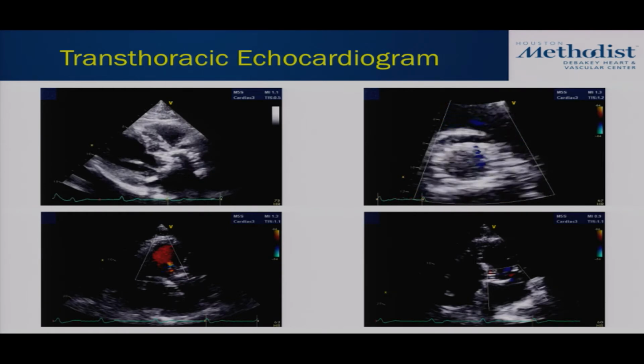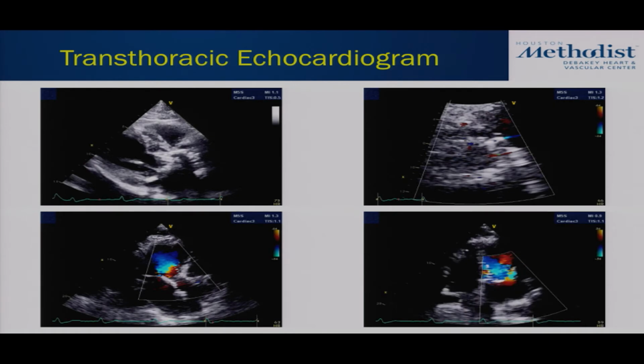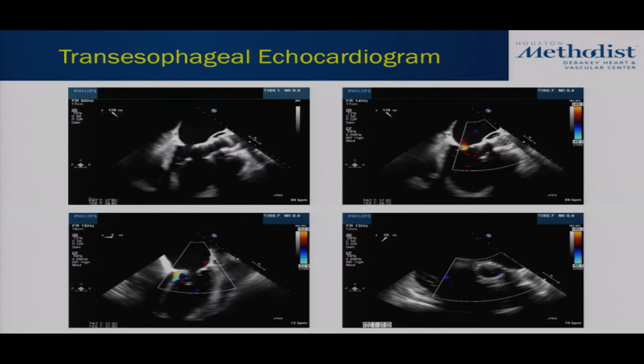On short axis imaging, it is difficult to see if there's any paravalvular regurgitation, but with color of the 3-chamber and 4-chamber here, we can demonstrate some aortic regurgitation, likely paravalvular, with some mitral regurgitation. And that's what we thought. So we thought there was normal prosthetic valve velocity and gradient, mild paravalvular aortic regurgitation, and mild mitral regurgitation. To better assess the degree of paravalvular aortic regurgitation, a TEE was ordered.